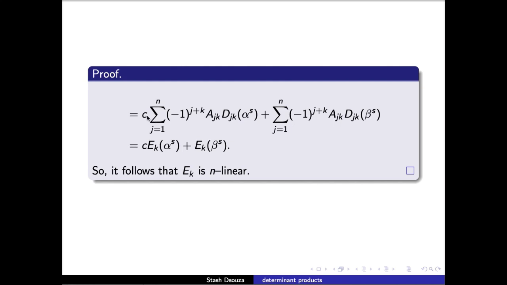So we take the sum as j goes from 1 to n with the scalar coefficient C out front, and that is evaluated at alpha S. The terms are ajk djk with the coefficient of (-1) to the power j plus k, and we've got the second sum of ajk djk evaluated at beta S with the coefficient of (-1) to the power j plus k. This is a simple linear combination of two different terms. We already recognize each of these terms. This is the function ek evaluated at alpha S, and this here is the function ek evaluated at beta S. So it follows that ek is n-linear.